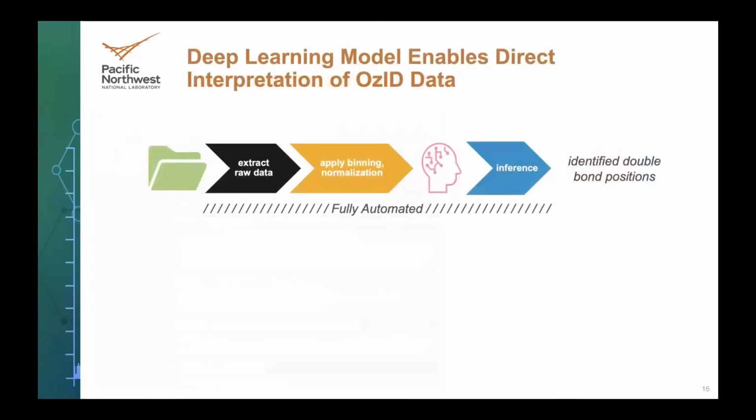Yeah, and then the last point here I want to make is, once you have a trained deep learning model, the process of going from raw data to identified or annotated double bond positions is pretty much a couple of completely automated steps. So we've gone from a horrific manual data processing to something that's really streamlined. And that's the power of this deep learning approach.